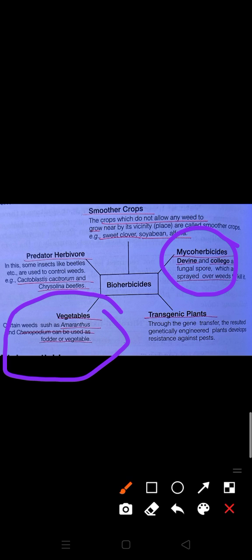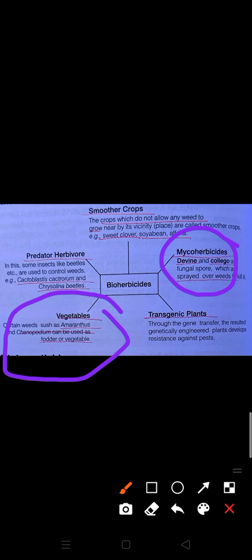Next is smother crops. Some crops are very smothering and they do not allow any other or unwanted growth along with them. So these crops, like sweet clover, soybean, alfalfa, you can observe that wherever you grow soybean, the growth of soybean will not allow any other plant to grow along with it. Okay, so such kinds of crops are very helpful and work as bioherbicides.